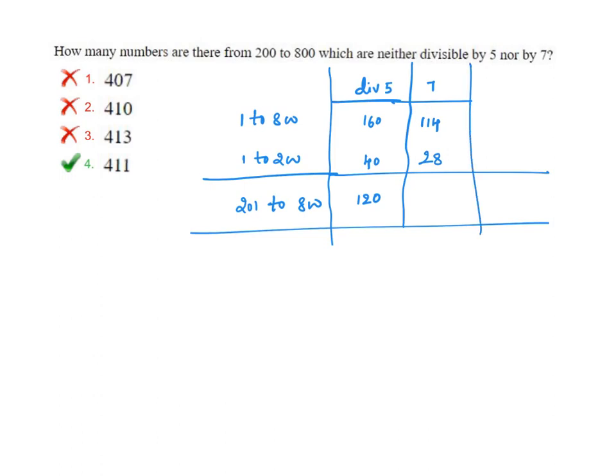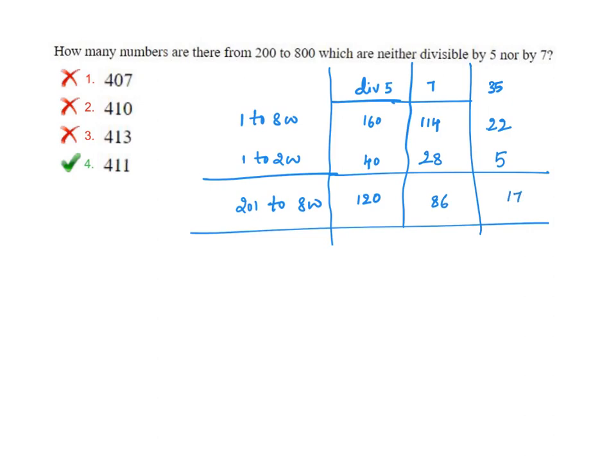Then see how many numbers are divisible by both 5 and 7, which is divisible by 35. 35 into 20 is 700. So again 770 is 35 22s. So there are 22 numbers. Now up to 200 there are only 5 numbers. Now find out from 201 to 800 how many numbers are divisible by 7. If you find out the difference, it will be 86.